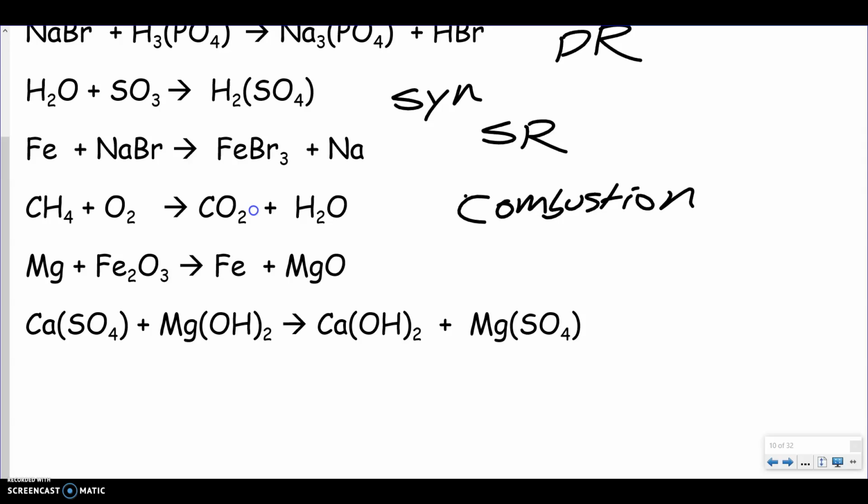All right, next one, we've got magnesium by himself, iron bonded to oxygen. Then we have iron by himself, magnesium bonded to oxygen. This is going to be, again, a single replacement reaction. Okay. And last but not least, we have calcium chemically bonded to sulfate, magnesium bonded to hydroxide. Calcium then is bonded to hydroxide, and magnesium is then bonded to sulfate. So this is our double replacement reaction.